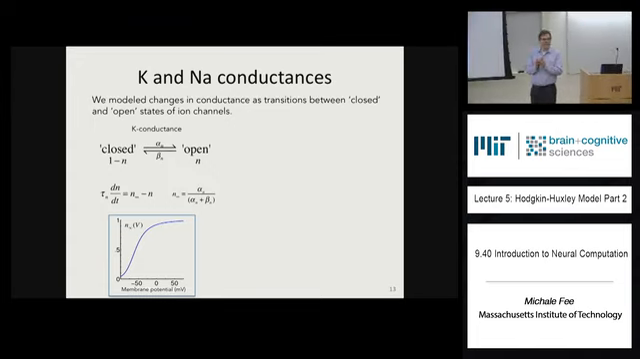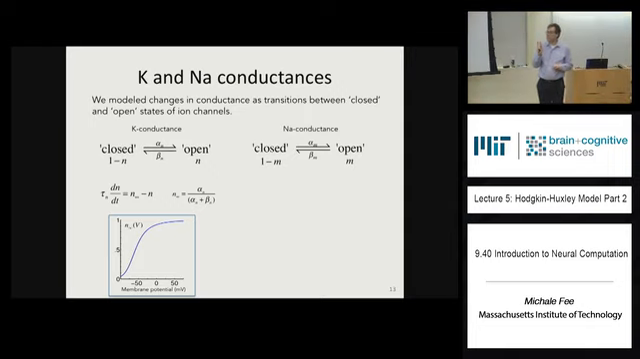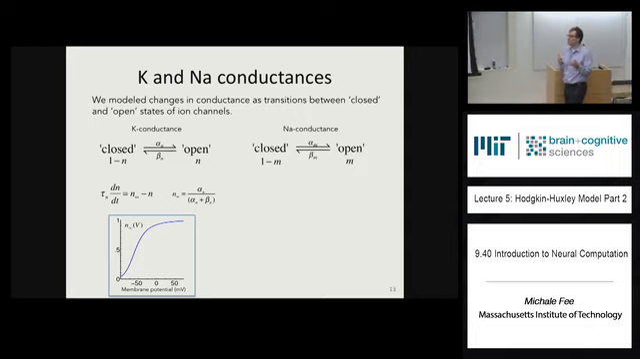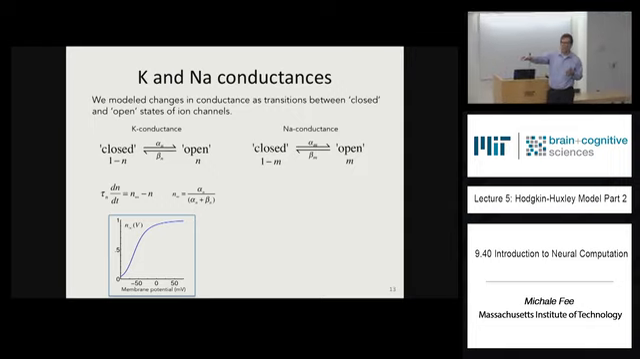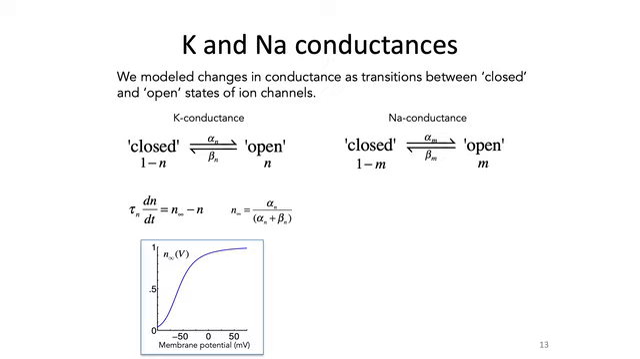Now, so that's potassium. We went through that last time. And now let's talk about sodium. Sodium looks exactly the same. The sodium conductance can be modeled as having 2 states, an open state and a closed state. Remember, if we did a patch recording on a single sodium channel, you could see that it flickers back and forth between open and closed. So we can model that process in exactly the same way that we did for the potassium conductance.